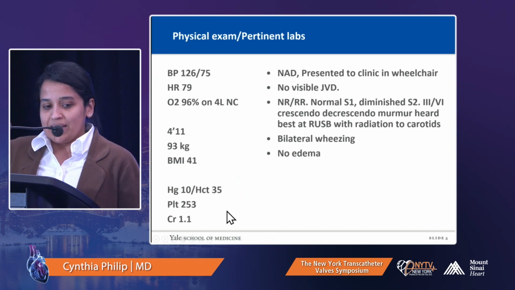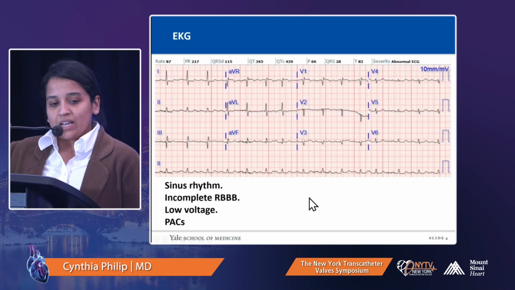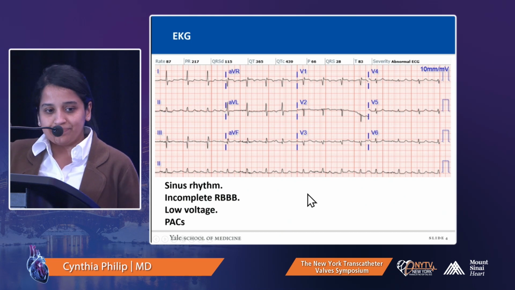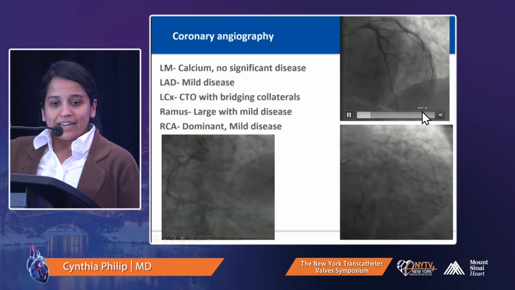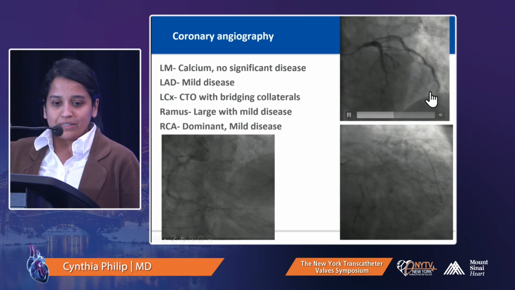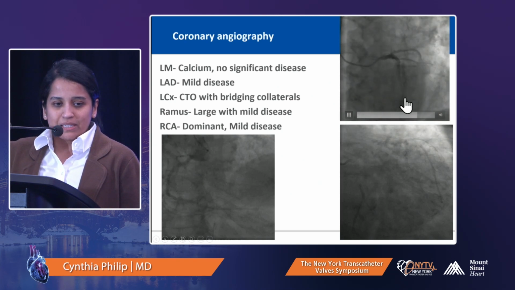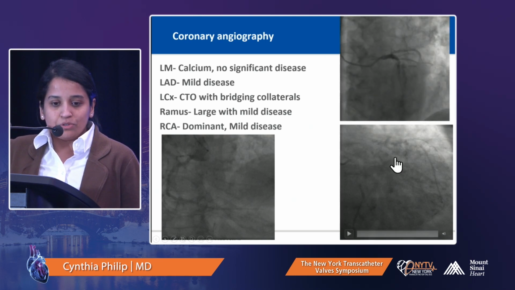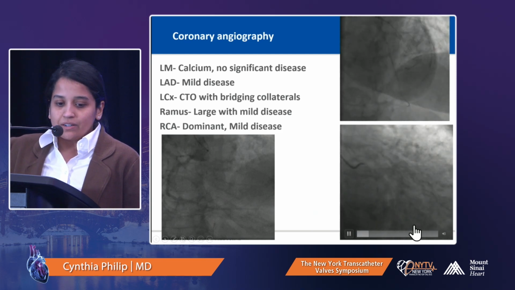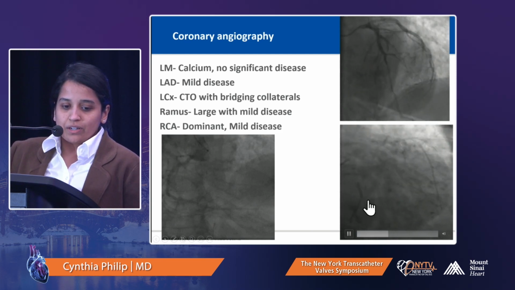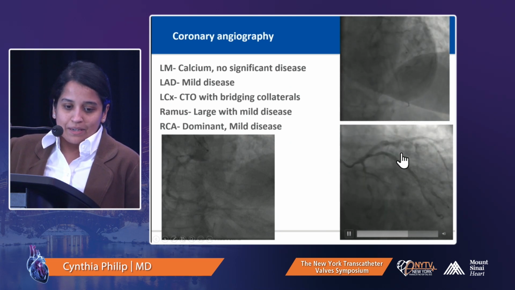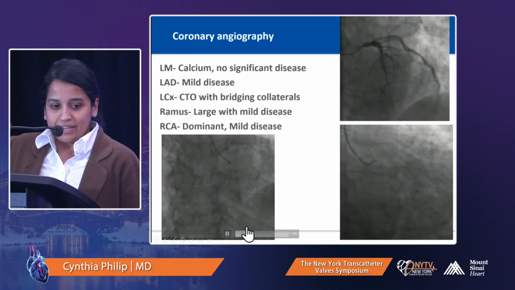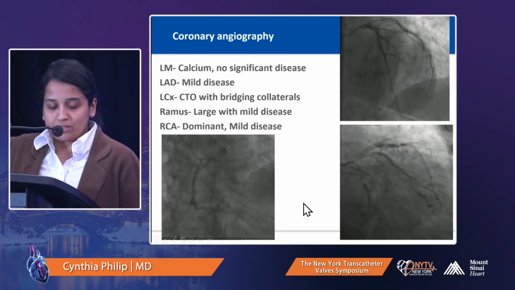Her labs were okay, as you can see here. Her EKG showed a sinus rhythm with an incomplete right bundle. So coronary angiogram here in the top right, you can see the cranial view. There is some disease in the LAD. The left main is a little calcified, but has no obstructive disease. And then here in a caudal projection, you can see the circ CTO, and then a ramus, which we call non-obstructive. And then her right coronary showed non-obstructive disease as well.